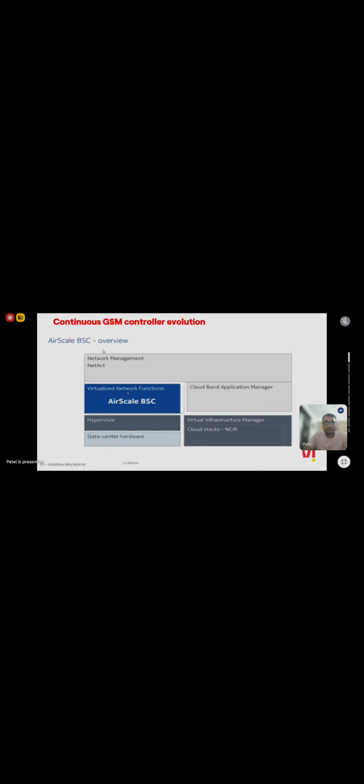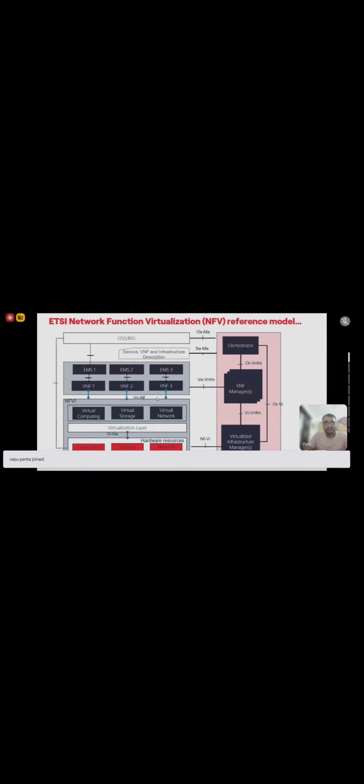So this is the hardware, this is the software, this is our application part. Moving forward, if you map it, this is the data center hardware, hypervisor, and this is our BSC. We will not go into the detail. See here, this is our hardware resources, the virtualized layer, and on top of this the application parts like Airscale BTS, Airscale BSC, Airscale RNC, NetAct, OMS, everything is there. So we are covering here only the Airscale BSC.